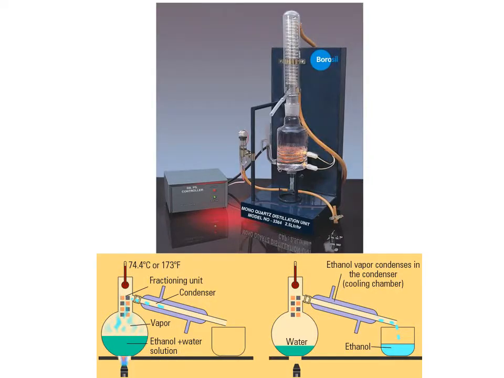Here is another example of distillation separating ethanol from water. In the bottom image, you notice that ethanol has a lower boiling point than water. So therefore, the ethanol will boil and be released from the solution, from the mixture, and it will be collected in this condenser. Then you could physically separate ethanol from water.